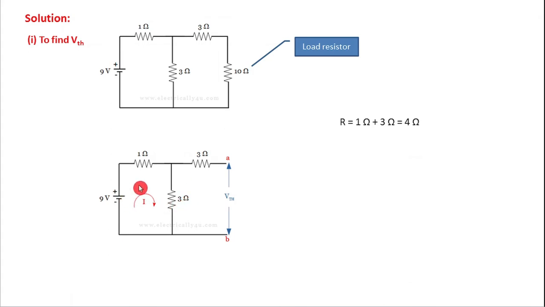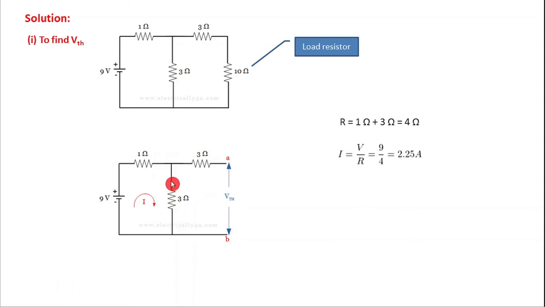So by applying Ohm's law, V is equal to IR or I is equal to V by R, we are able to find the value of the current. Here V is nothing but the voltage and R is nothing but the total resistance. If you substitute, we get 2.25 ampere. Okay, now we have obtained the current through the 3 ohm resistor.